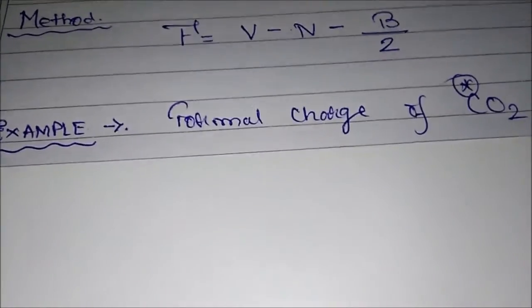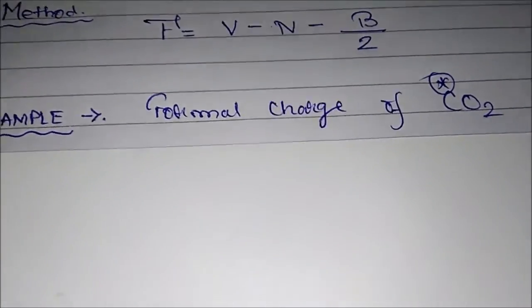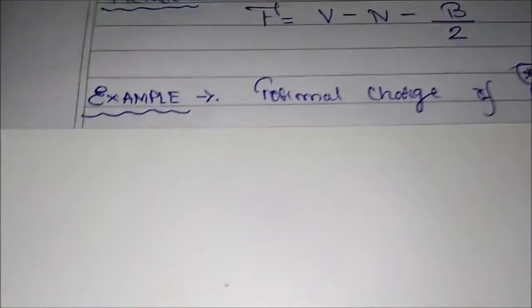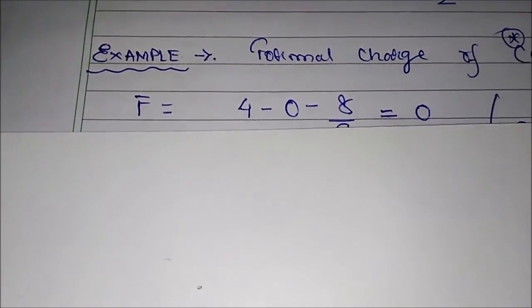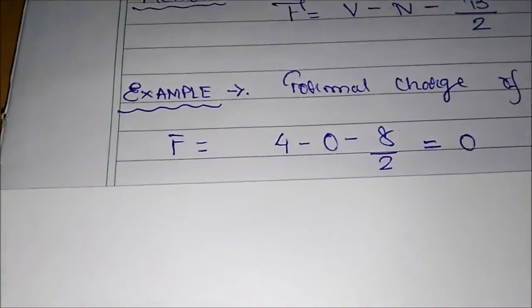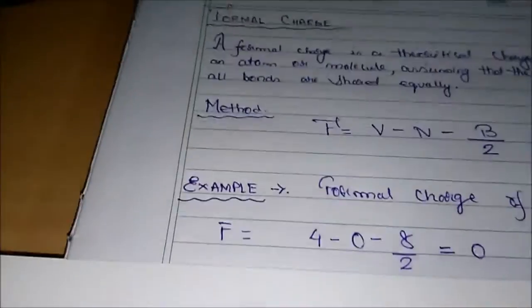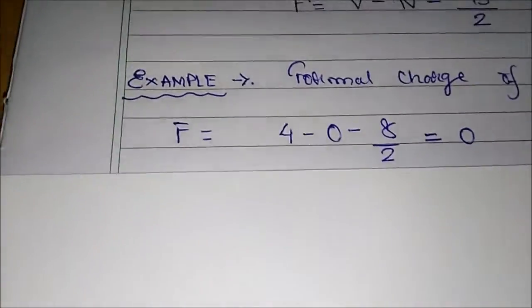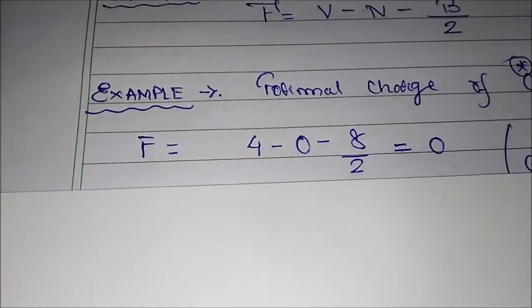So let's move to the example. We are going to find the formal charge of carbon in carbon dioxide. Here is the formula: F is equal to V, the total number of valence shell electrons of carbon, which is equal to 4. The total number of non-bonding electrons in carbon dioxide is 0.